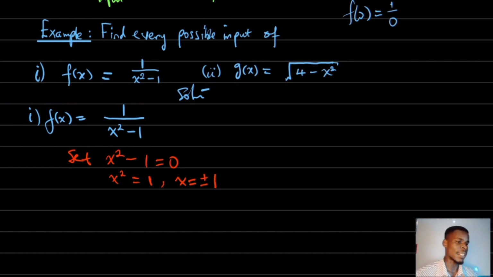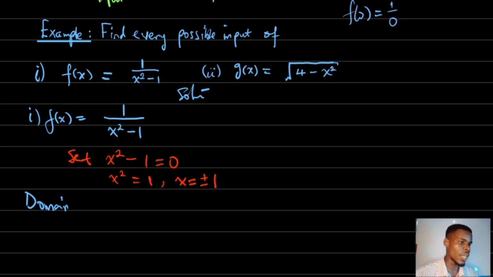So these are the two values of x that will give us 0 in the denominator. In other words, that will give us problems. So what that means is that these two values are not possible inputs. So the possible input will be every other real number except these two values. Since the question says we should find every possible input, and since we can't list the possible inputs, we're just going to collect them into a set. And we're going to call that set the domain, because that's just the definition. It's a set that contains every possible input.